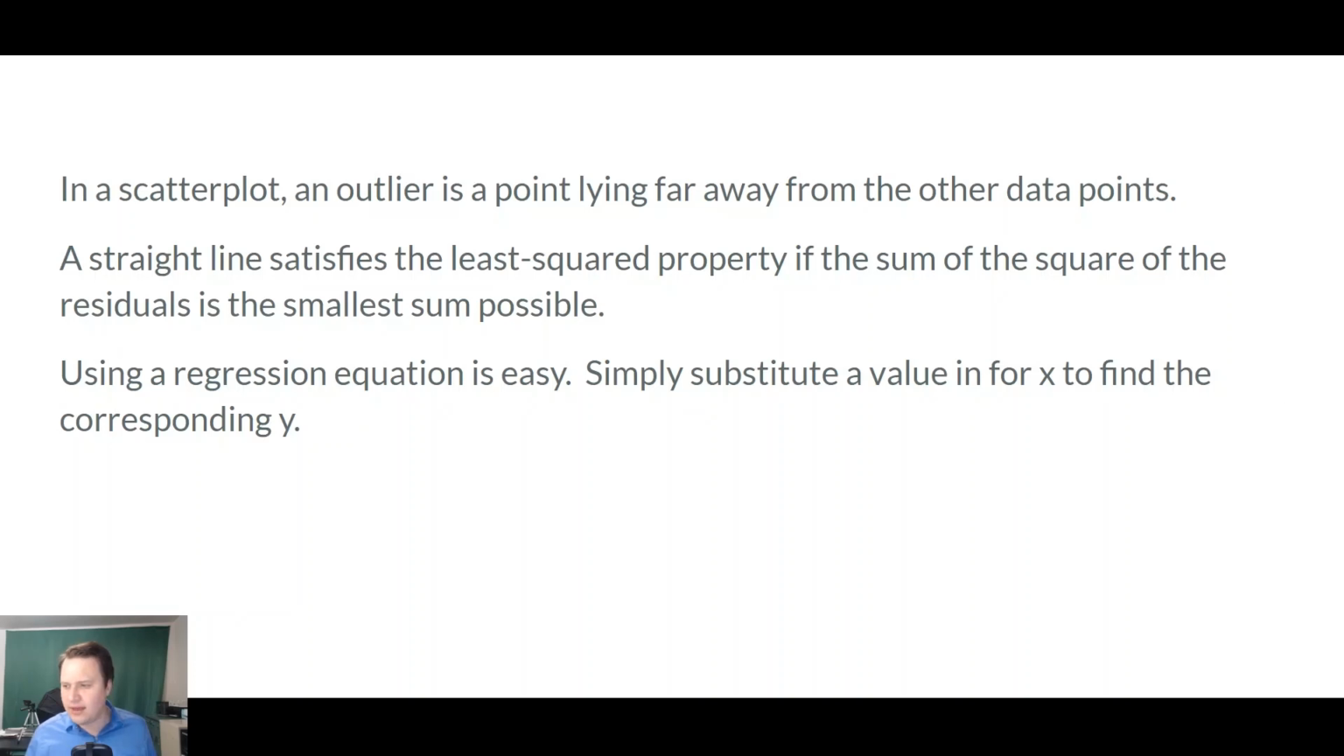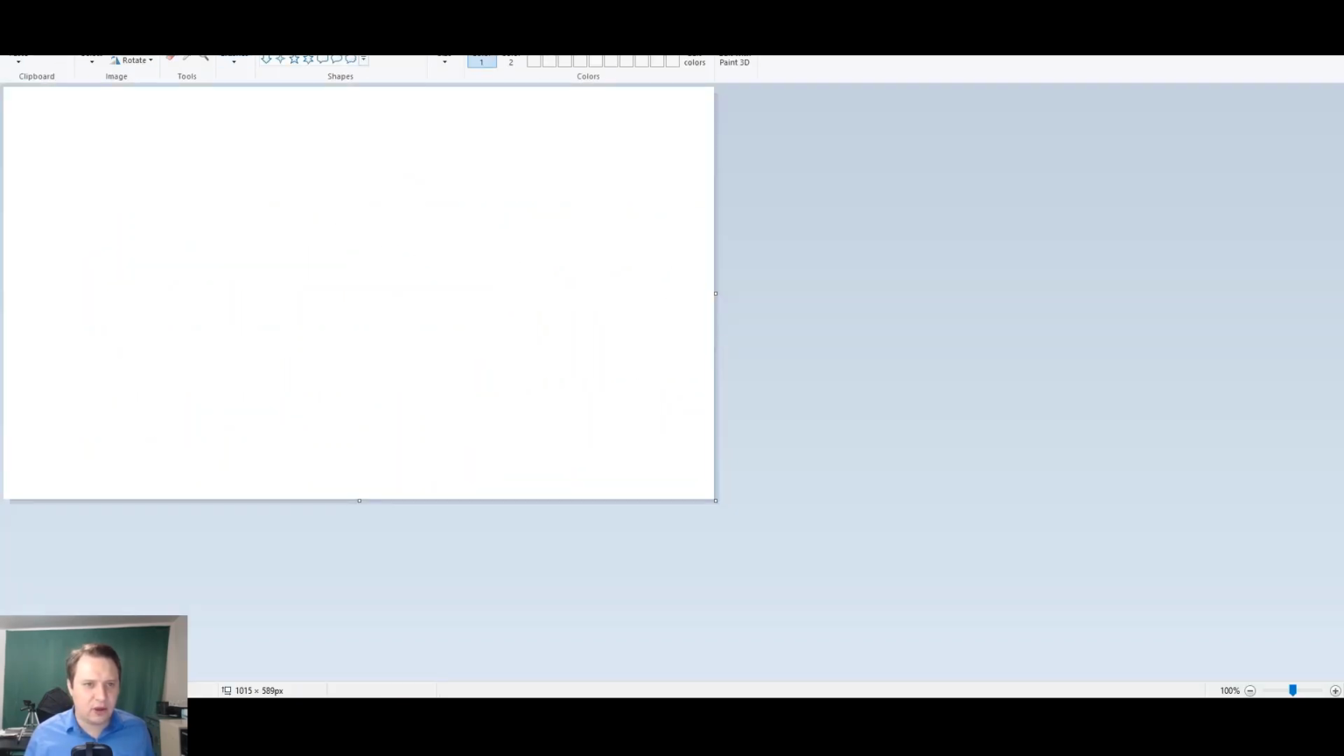Now you might be wondering, how do we come up with these equations? How do we actually get the line? There's actually some really cool math behind it. So imagine we have the following. There's our data, and we have two possible regression lines, okay? So here we have regression line A, and here we have regression line B.